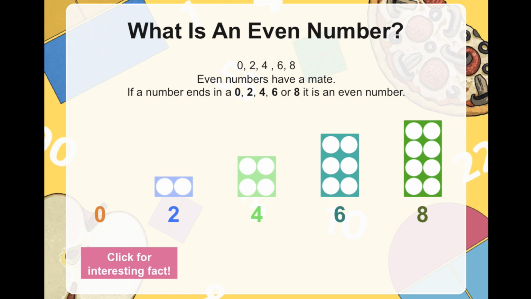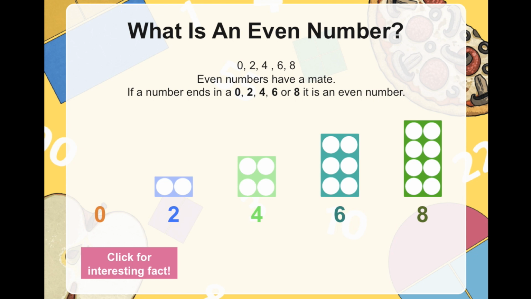So what is an even number? The even numbers are 0, 2, 4, 6 and 8. This rhyme may help you to remember your even numbers. 0, 2, 4, 6, 8. Even numbers have a mate. Even numbers can be halved equally and easily.